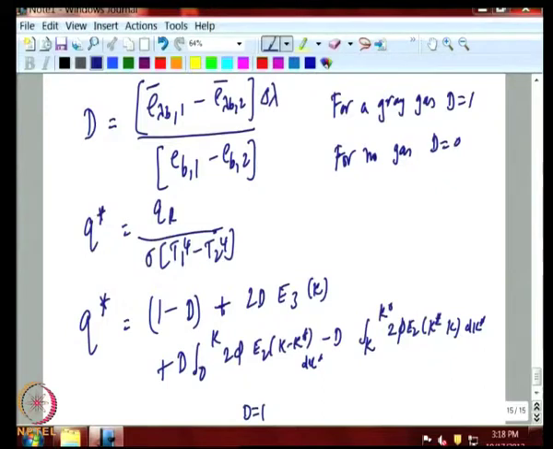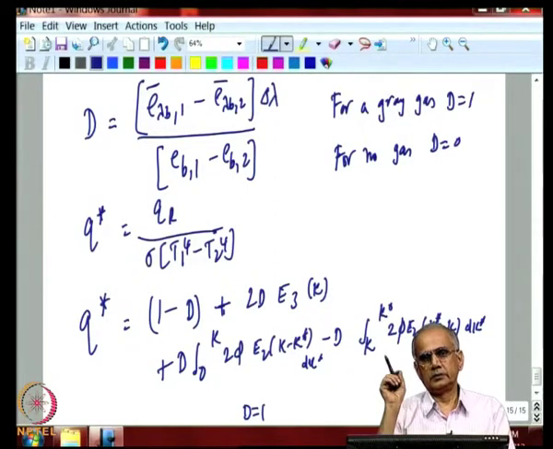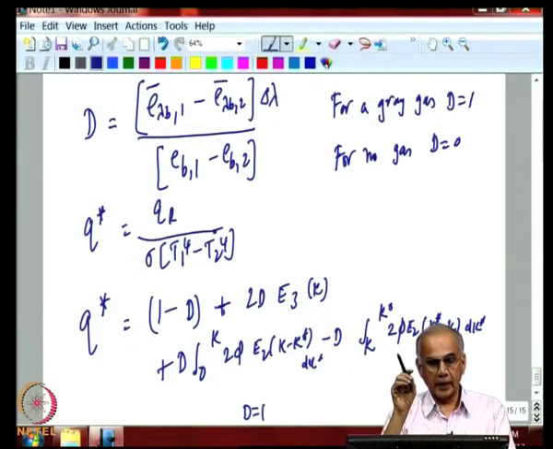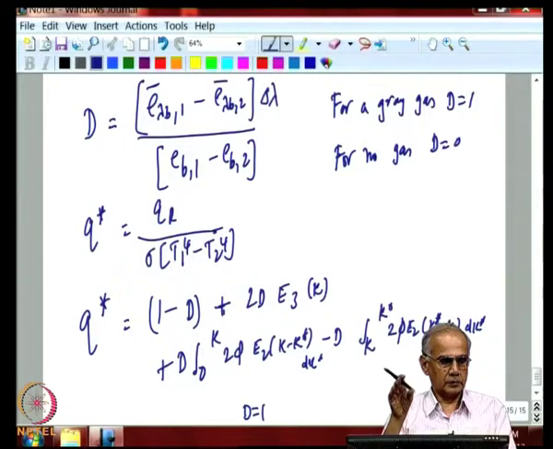So, extending the gray gas to non-gray gas was fairly simple, as long as you had talked about only one absorption band of the gas, and that interval is defined through the factor d.